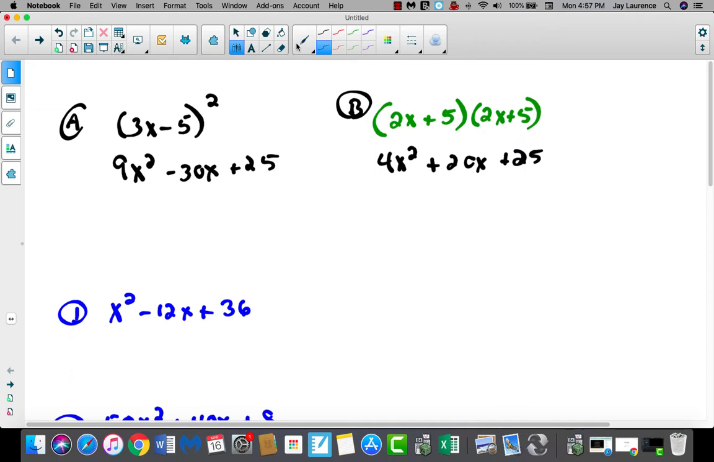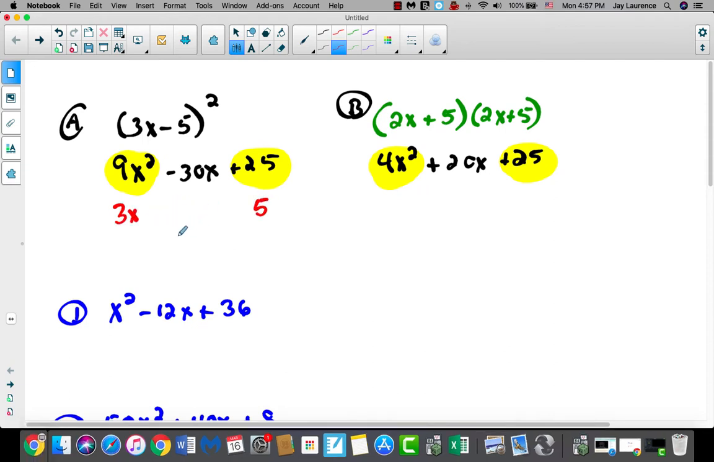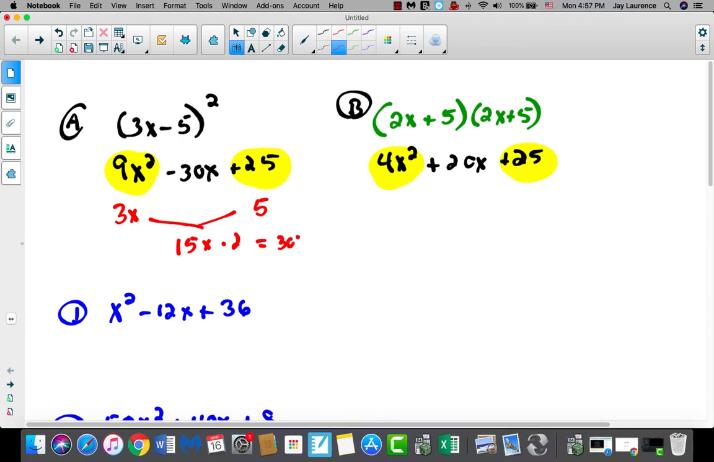Now, if you were there, maybe you don't remember, it's okay, it's been a few days, but this term and this part of the term were both perfect squares. And that's true over here too, 4x squared and 25, right? What are their square roots? Well, let's see here. If their square roots are 3x and 5, and I multiply those together, I get 15x, and if I double that, look at that, I get 30x. It matches that B term, okay?